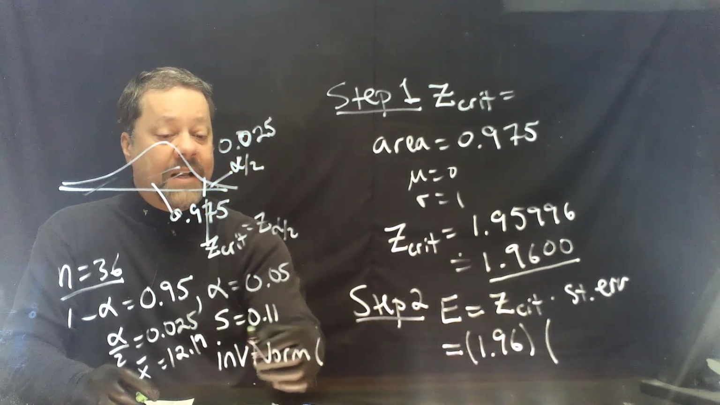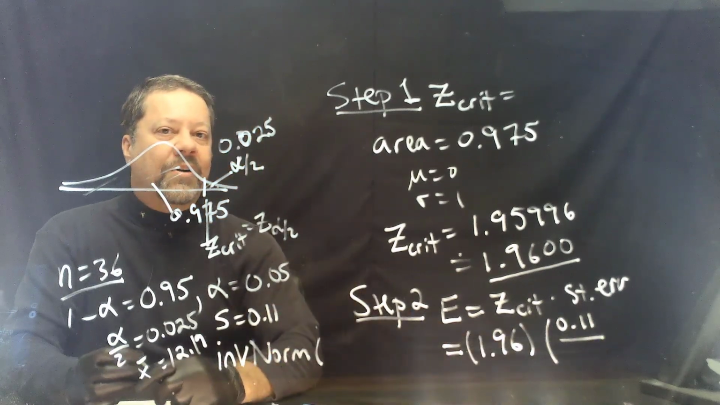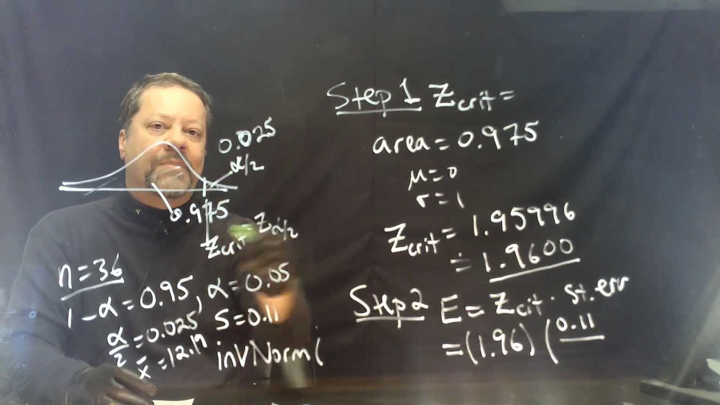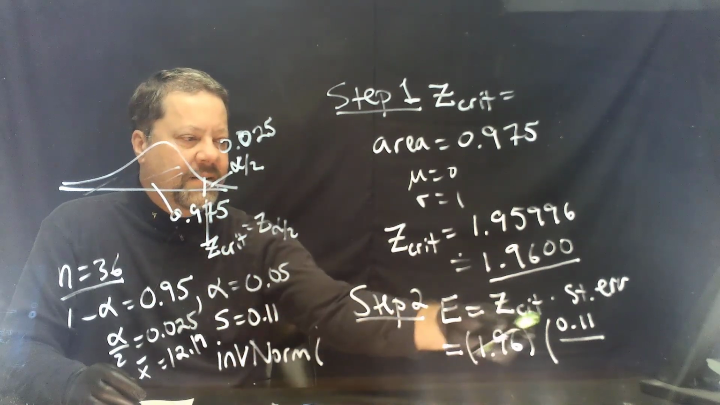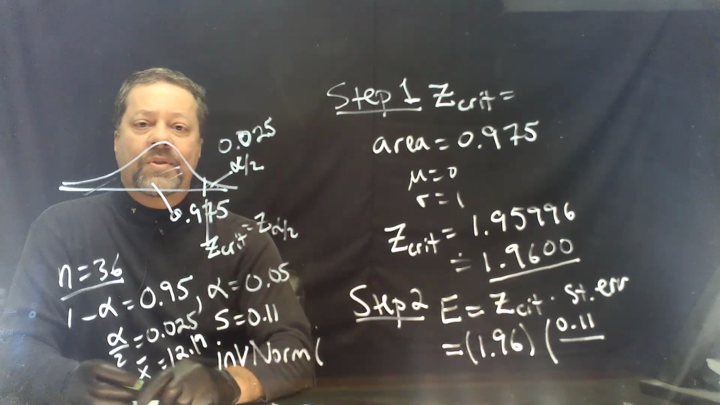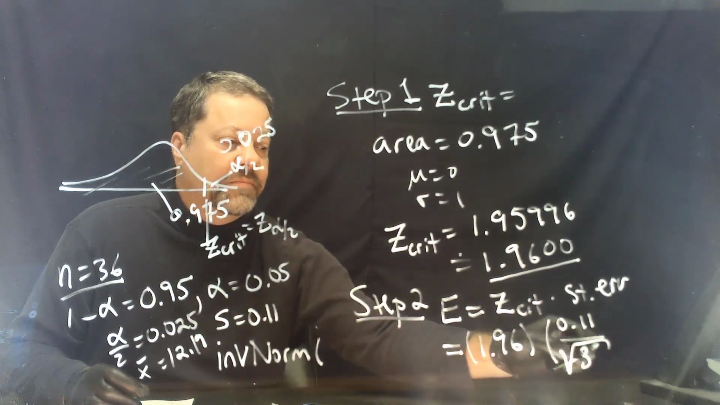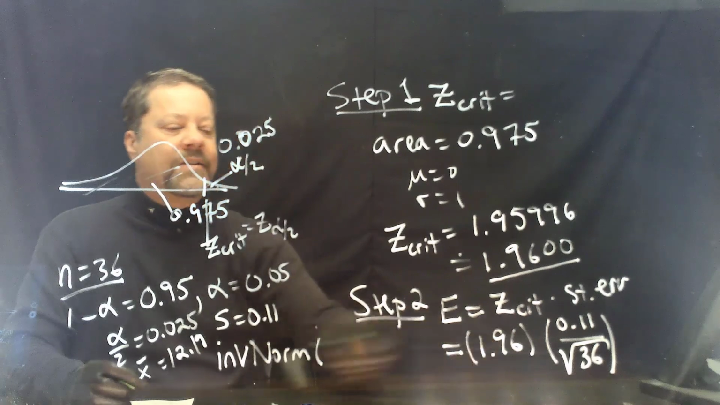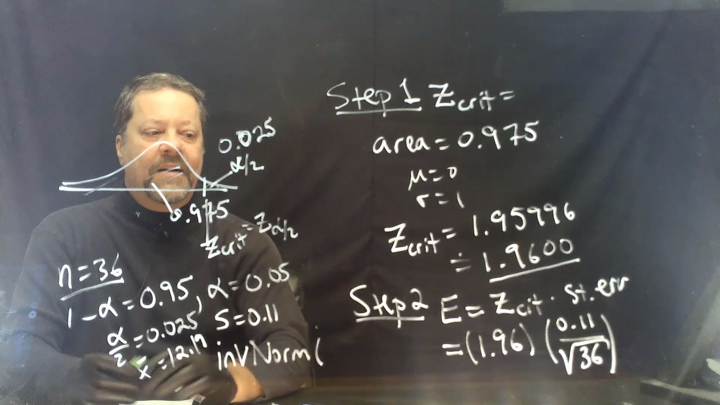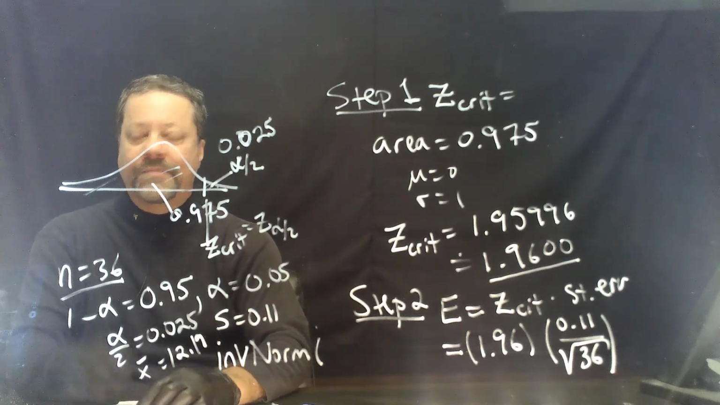The sample standard deviation was 0.11, but you might recall from our previous chapter that in the sampling distribution of the sample means, the standard deviation of the sample means is the standard deviation divided by the square root of the sample size. And so this will be the margin of error. From there, we can proceed to step 3 and calculate the confidence interval.